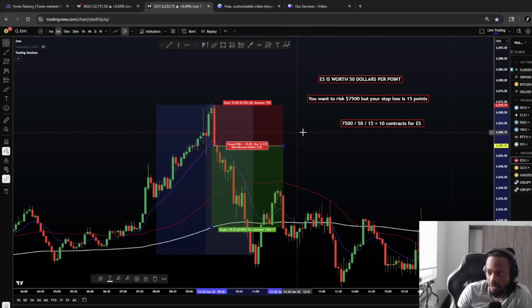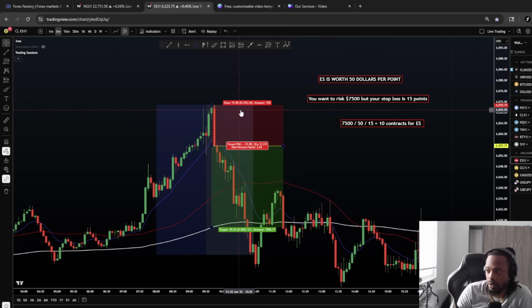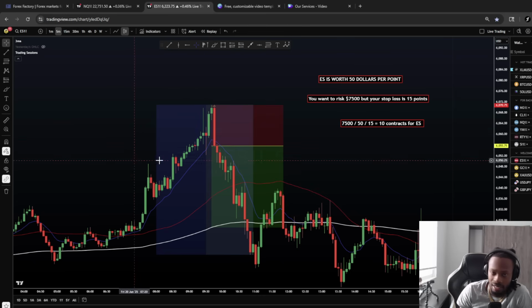Okay, so we're going to say that this is roughly a 15-point stop loss. We're going to say 15 points, okay? But we want to risk $7,500. Let's say we want to risk $7,500 on this, and this is a 15-point stop loss. First, we need to understand how much ES is worth per point. This is ES, this is not NQ.